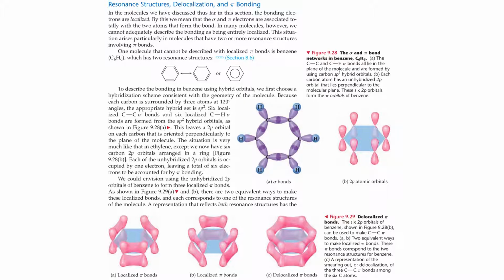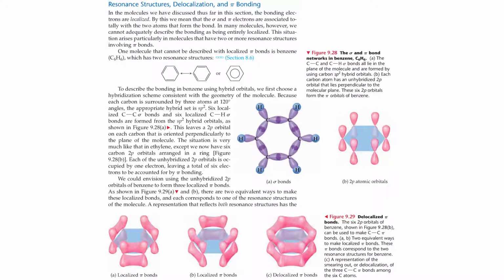Six localized carbon-carbon sigma bonds and six localized carbon-hydrogen sigma bonds are formed from the sp2 hybrid orbitals, as shown in figure 9.28. This leaves a 2p orbital on each carbon that's oriented perpendicular to the plane of the molecule. The situation is very much like ethylene, except that now we have six carbon 2p orbitals arranged in a ring. Each of the unhybridized 2p orbitals is occupied by one electron, leaving a total of six electrons to be accounted for by pi bonding.